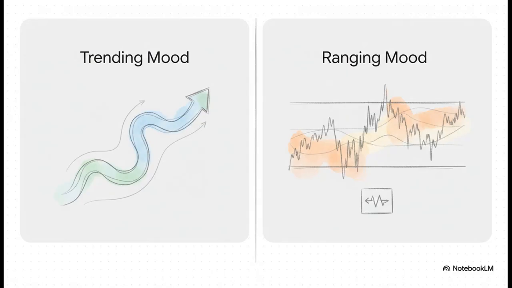And here they are, side by side. On one hand, you've got a trending market. You see that clear direction, right? Higher highs, higher lows in an uptrend, or the opposite in a downtrend. The volatility is actually helping the move. But then you have a ranging market where the price is just stuck. It's bouncing around between support and resistance with zero real conviction. These are two totally different playing fields, and they demand totally different strategies.